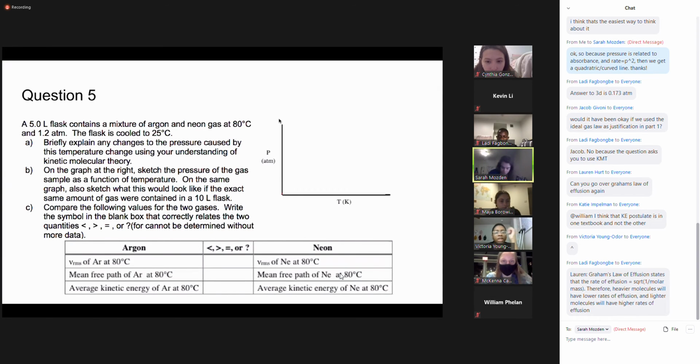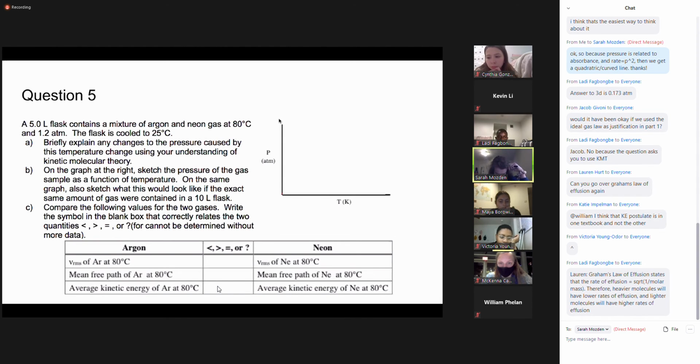So I said that according to the kinetic molecular theory, temperature is proportional to average kinetic energy. So if you decrease the temperature, then you're decreasing the kinetic energy. And we know that kinetic energy is equal to 1/2 mv squared. So when you decrease the kinetic energy, you're slowing the speed of the molecules, and that means they're hitting the walls with less force and frequency, which means less pressure.